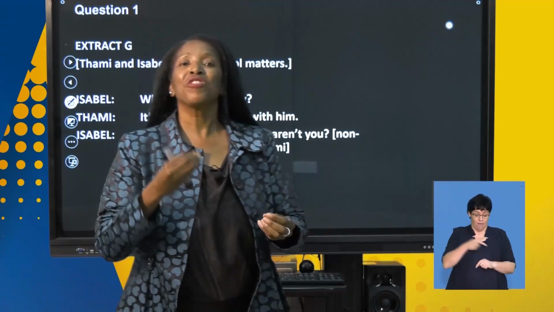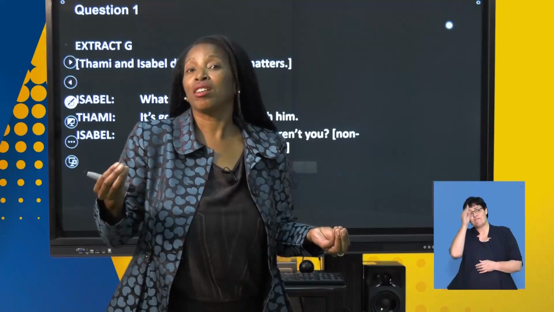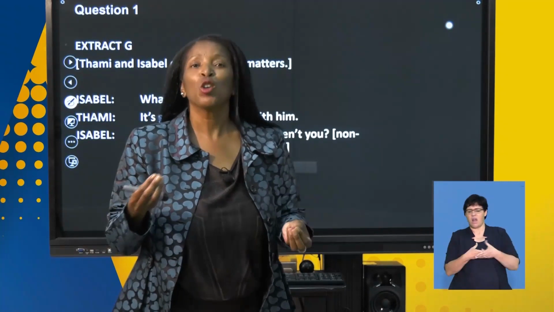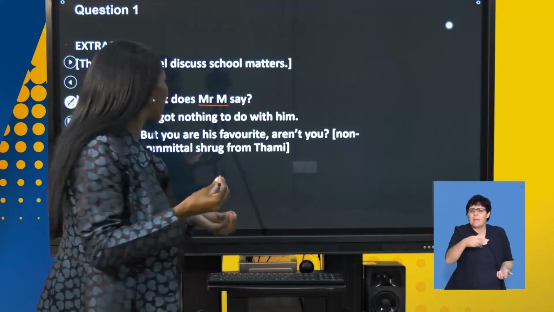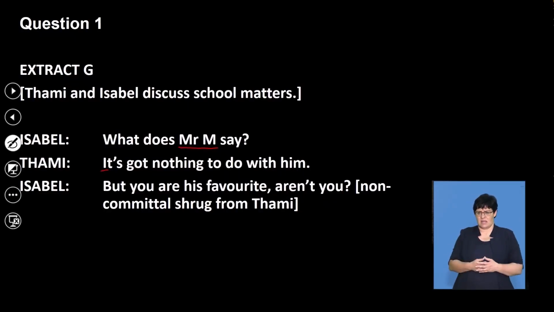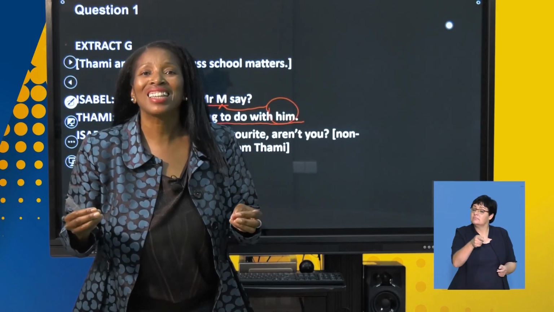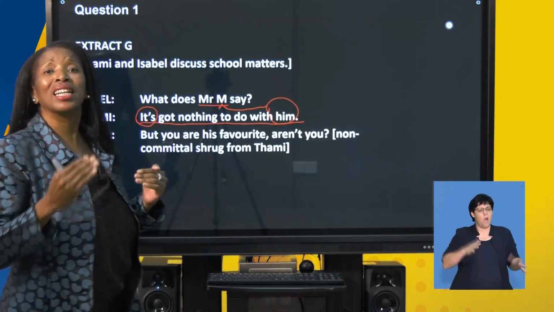Because Tammy feels that his future is uncertain, he doesn't see any future in pursuing studying. He actually wants to boycott classes. So that is why Isabel will ask, but what does Mr. M say? Let's read it. And Tammy says, it's got nothing to do with him. Who is he referring to? He's referring to Mr. M. It has nothing to do with him. What is the it that he's talking about here? He's talking about the fact that he doesn't care about school anymore. He wants to join the boycott.